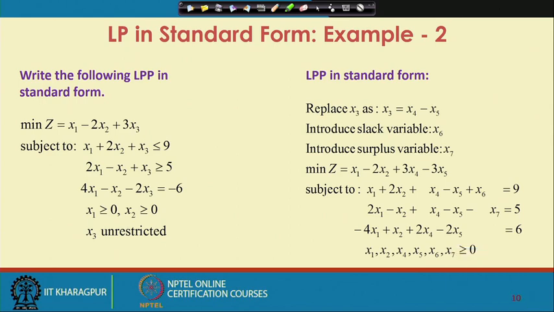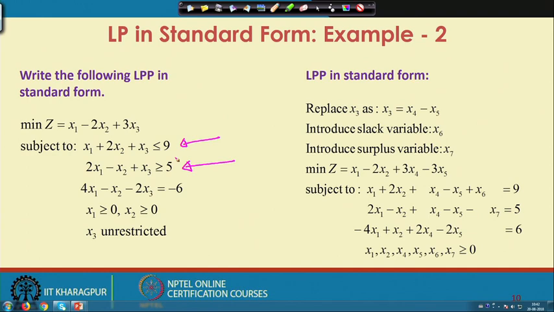So, where is the solution? We first replace x 3 as x 4 minus x 5, introduce two new non-negative variables x 4 and x 5, introduce slack variable x 6, introduce surplus variable x 7.